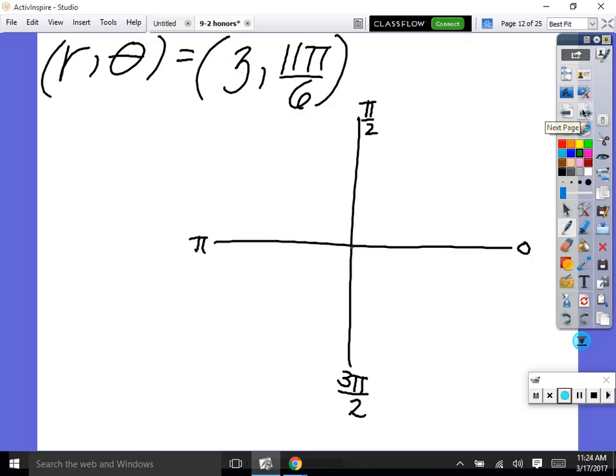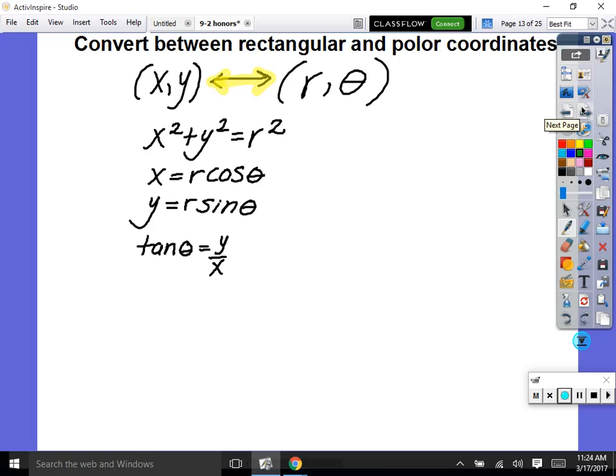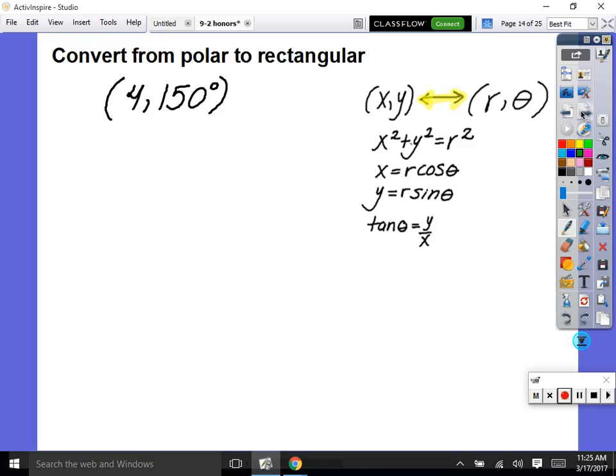Cool. Okay, so now we're going to be converting back and forth, and we're going to use those general formulas to convert from x, y coordinates to r, theta coordinates, or to go from r, theta coordinates to x, y coordinates. We can use these formulas. What time is it? Because the bell's going to ring in 5 minutes. Okay, this is a perfect one to do, and then we'll go to lunch. So it says convert from polar. Notice it's polar because there's an r and then a theta.